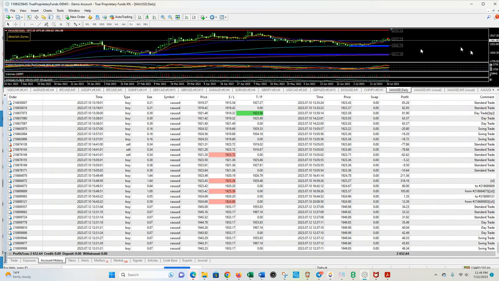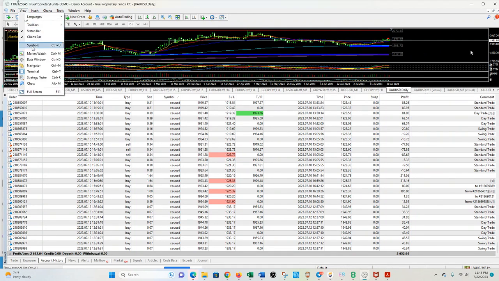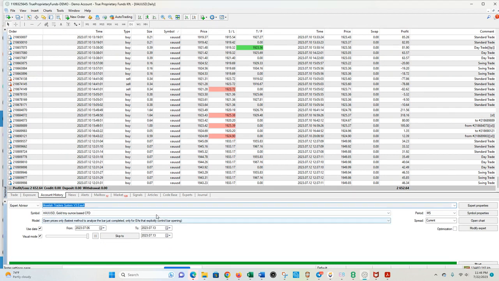I thought I had it loaded on here already. I've got it loaded in one of these. Let me just view the strategy tester. Okay. So here for gold, I'm going to go in and look at the settings to show basically what we were trading during this time frame.